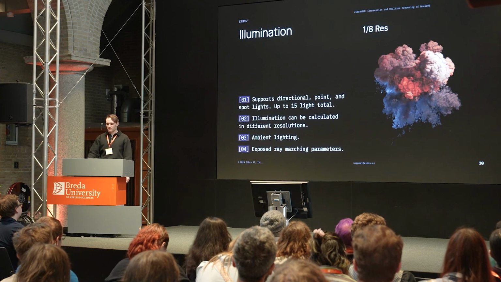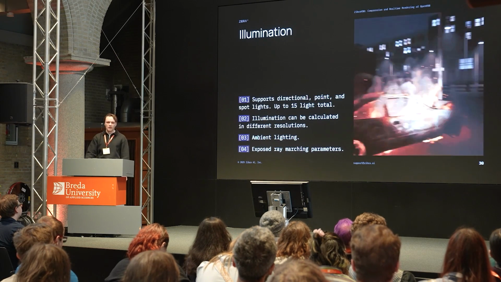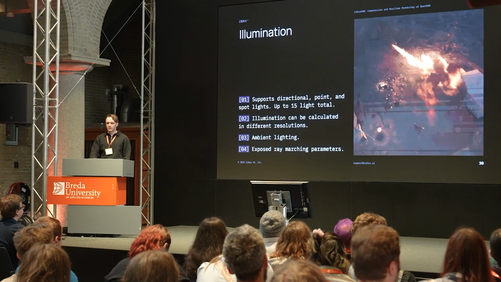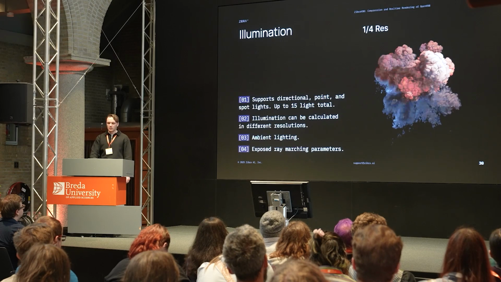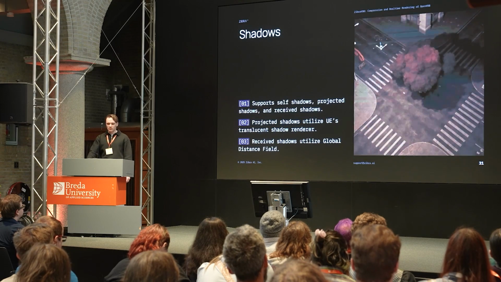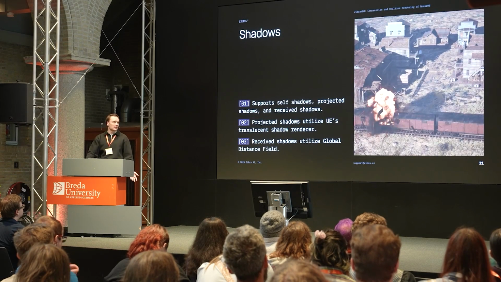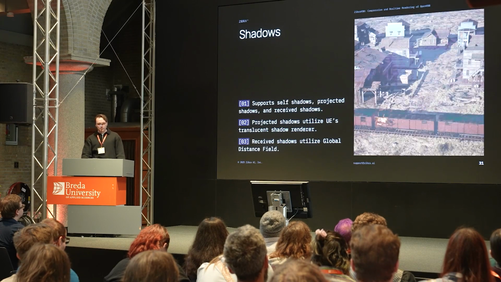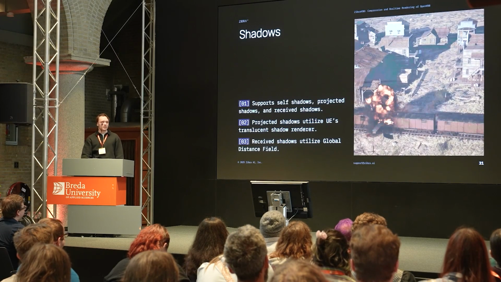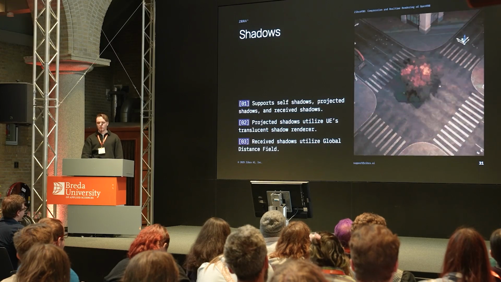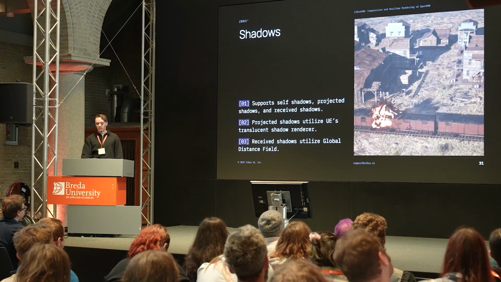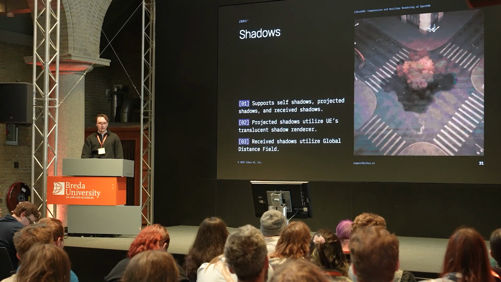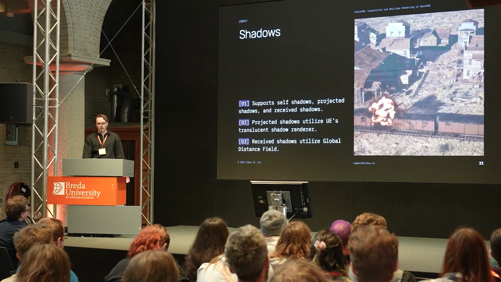We have many features for illumination, like ambient lighting. As I said, you have access to ray march parameters, so you can optimize it per effect and all that. We have shadows, 3 types of shadows, actually. Self-shadows, projected shadows, and received shadows. Projected shadows are rendered using Unreal translucent shadow renderer, which is not ideal, but it is like 10 times faster for rendering shadows than in heterogeneous volumes, and it does a pretty good job.